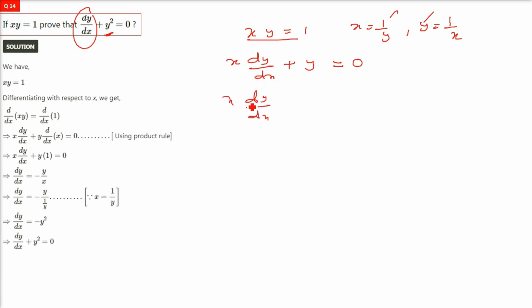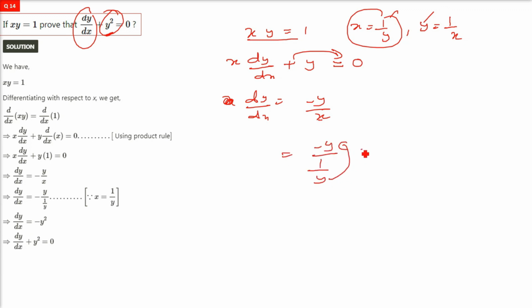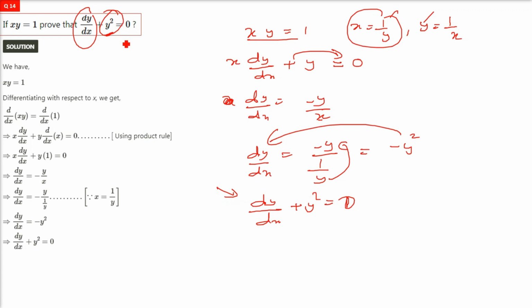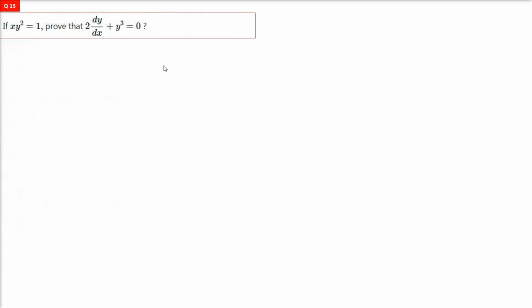So dy by dx, let us take y on the right hand side. x I am replacing by 1 by y, and y square. So this x, as I said, 1 by y will be better, so that we get y on the numerator, and there are two y's, so we'll get a y square. So minus y square it is, dy by dx. Now let us bring this minus y square on this side, so dy by dx plus y square is equal to 1. Okay. So this is equal to the result.